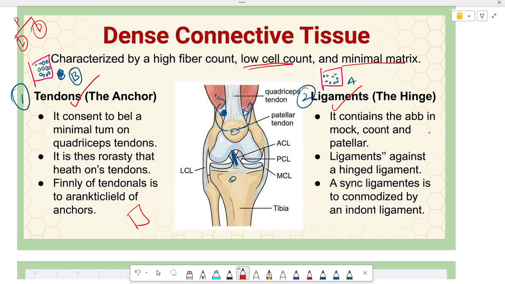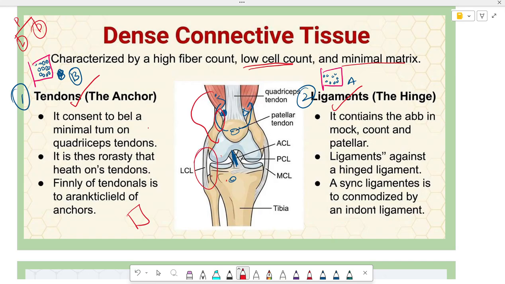A bone to bone connection is called a ligament, whereas a tendon connects muscle to bone. So this structure which connects muscle to bone is called a tendon, and a bone to bone connection is called a ligament.